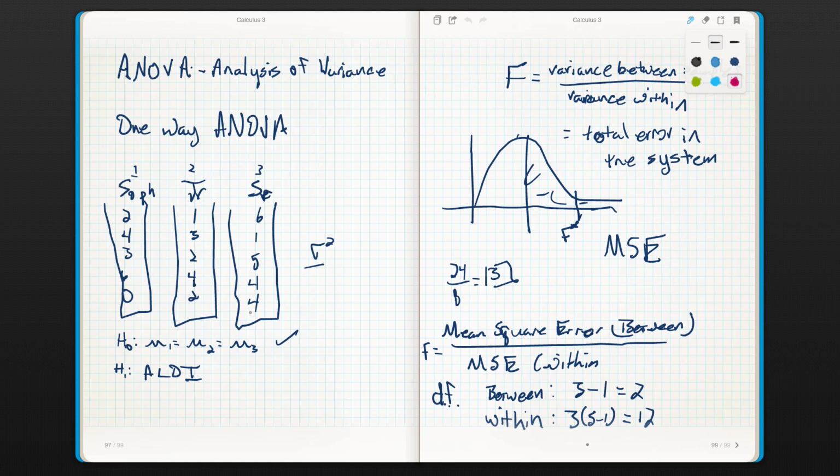I can analyze a whole bunch of stuff. Like I said, I could have started with 7th grade and then 8th grade and then freshmen, and then done this big old analysis of variance as well.